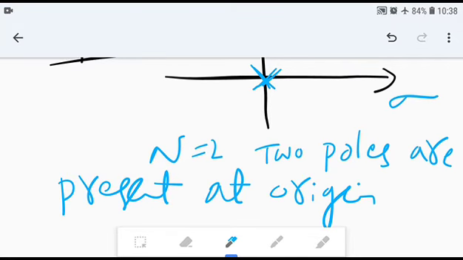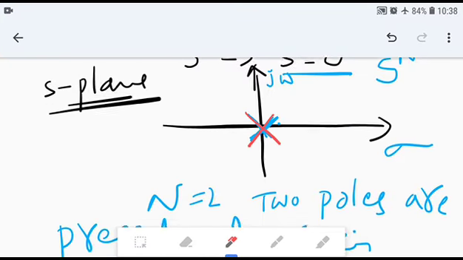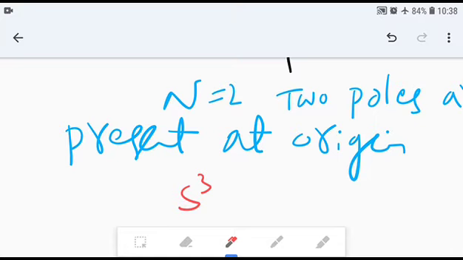So if it is s square, we can say there is another pole on the same point, so we are going to have two poles. Like that, if you have s cube, that gives N equal to 3, that is 3 poles are present at origin. So the type number of the control system is going to be 3.